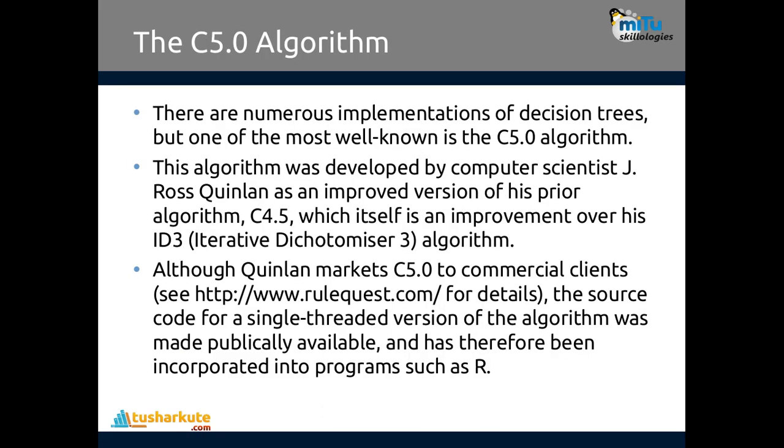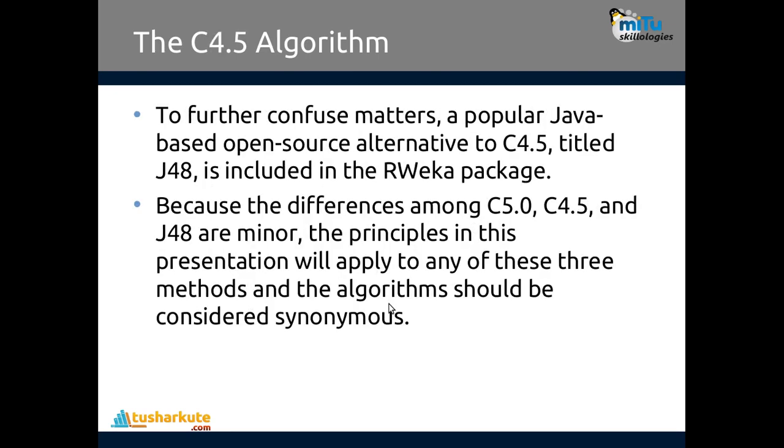The algorithm that we use over here is called the C5.0 algorithm. So basically this algorithm has evolved 3 times. This algorithm was developed by computer scientist J. Ross Quinlan as an improved version of his prior algorithm C4.5, which was the improved version of the Iterative Dichotomiser 3 algorithm. And still this algorithm is available on the website rulequest.com. You can go there and check, it's present on that particular website. Before that we have the C4.5 algorithm, which has a Java-based open source alternative titled J48, available in the RWeka package. Okay, so C4.5 is not used now.